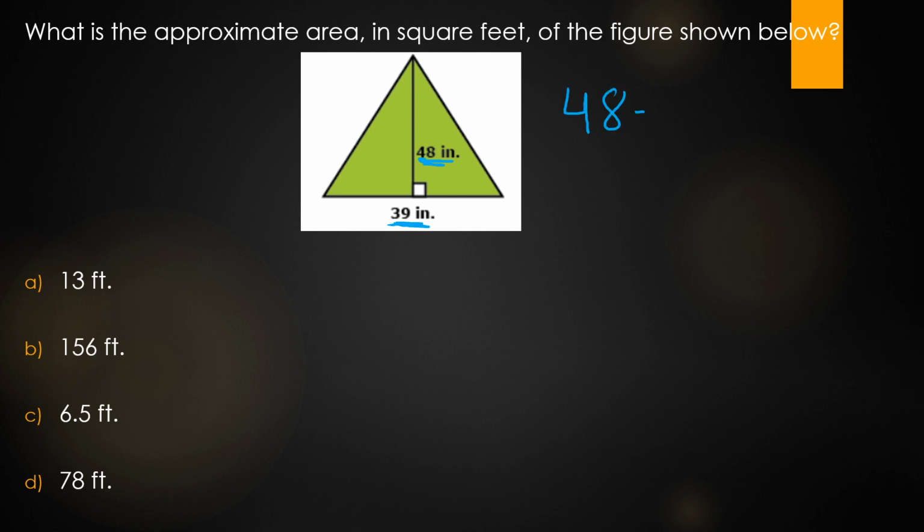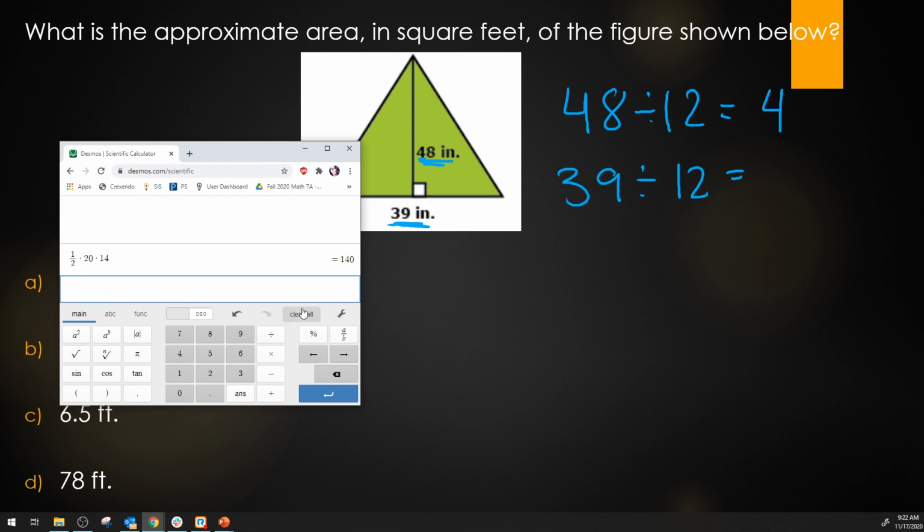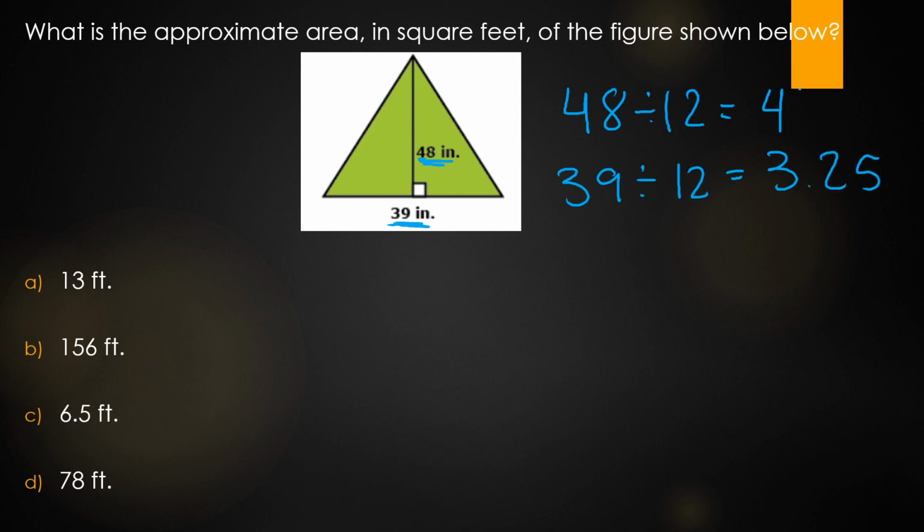So I'm going to do 48 divided by 12, and then I'm going to do 39 and divide that by 12. So 48 divided by 12 is going to be 4. 39 divided by 12 is going to give us a little bit different of an answer, since that is not going to be exact. 39 divided by 12, it's going to give us 3.25. So now I know what my two side lengths are in feet.